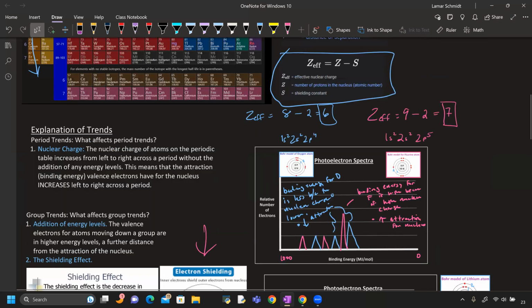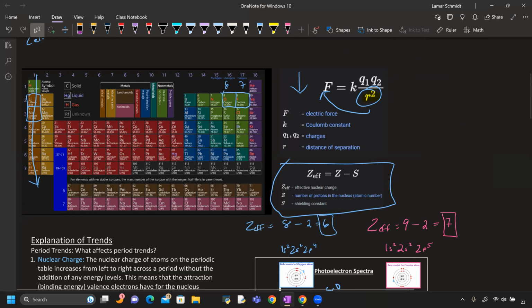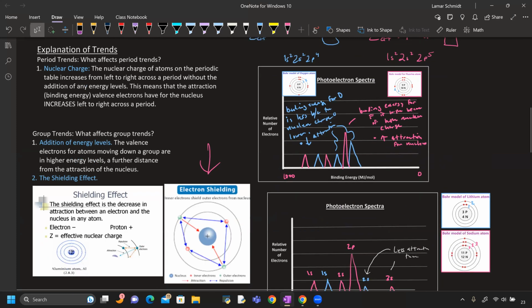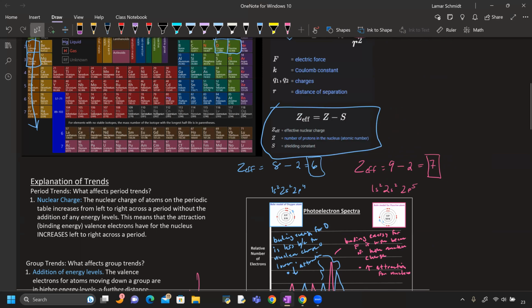If you were going to explain period trends in terms of Coulomb's law, then you would want to do that by showing that the charged particles, all right, we're increasing the number of protons and electrons across a period without increasing the distance. So what is that going to do to the force of attraction? That's going to increase the force of attraction. All right, we don't have to know exactly what that force is, but we definitely need to know that it does increase or decrease based on certain criteria. And so we've covered all of that.